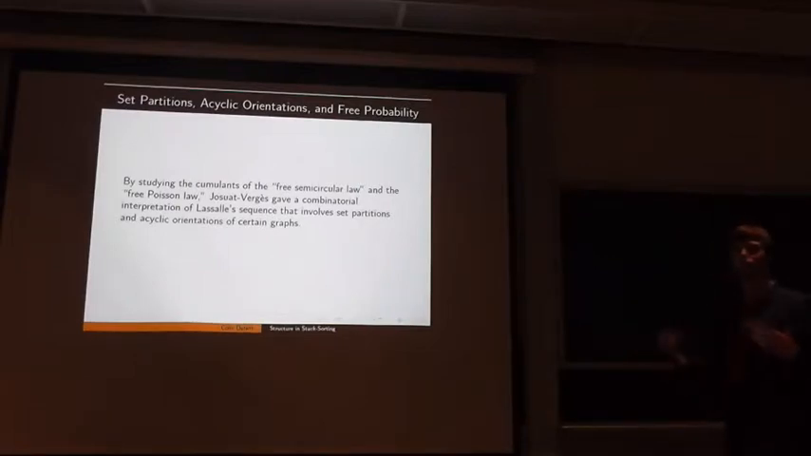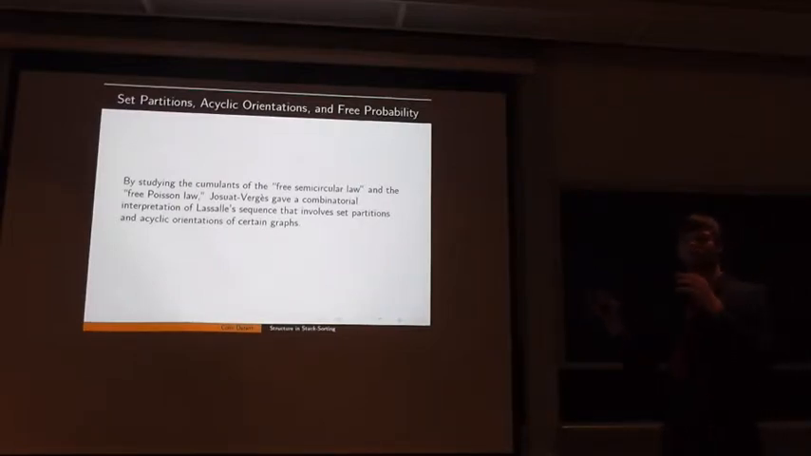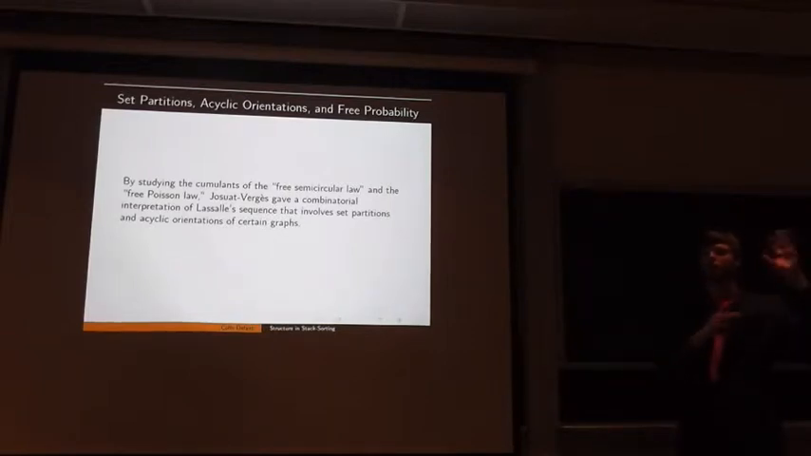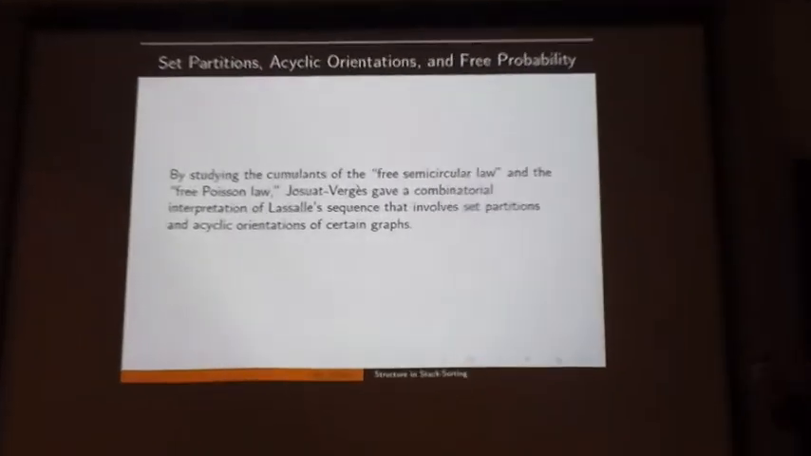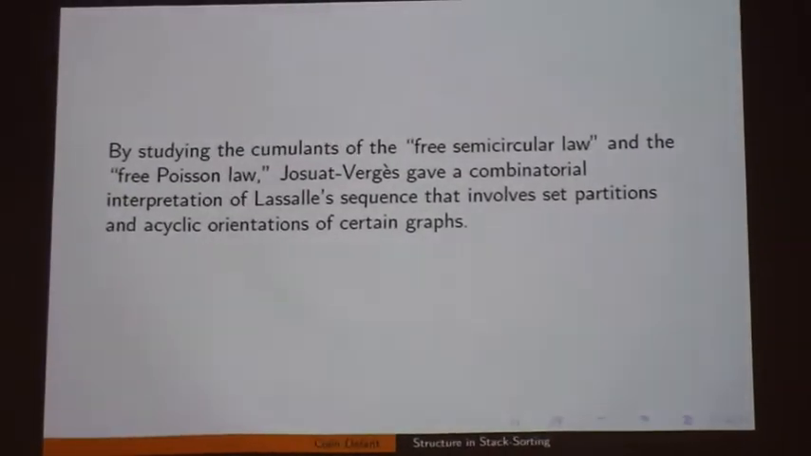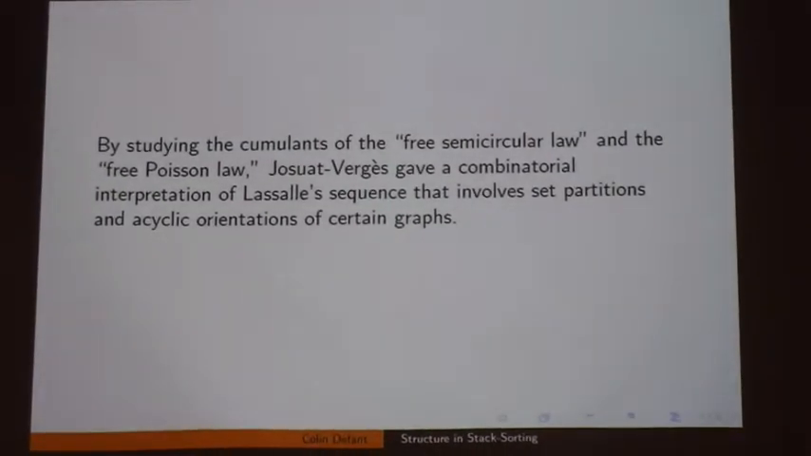who was studying something called free probability theory. This is basically like a non-commutative analog of regular probability theory that shows up in the context of random matrix theory, among other things. And he was studying this, and this led him naturally to this combinatorial interpretation of Lassalle's sequence involving set partitions and acyclic orientations of certain graphs and Tutte polynomials, and I'm not really going to go into the details of what this is. It's just some combinatorial interpretation of Lassalle's sequence, and it's coming from this free probability theory thing.